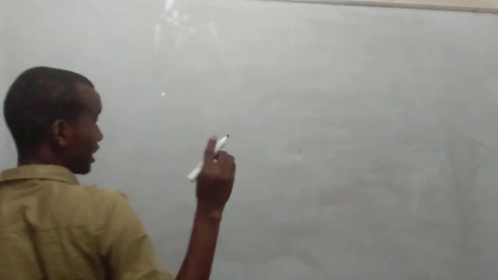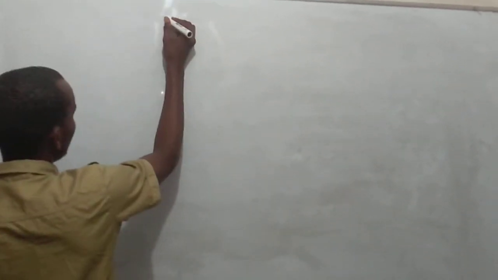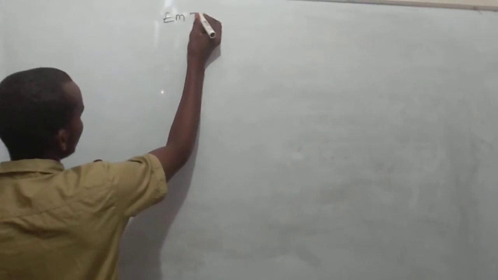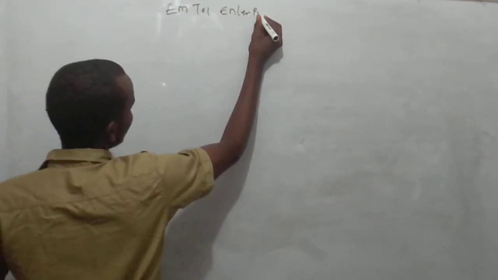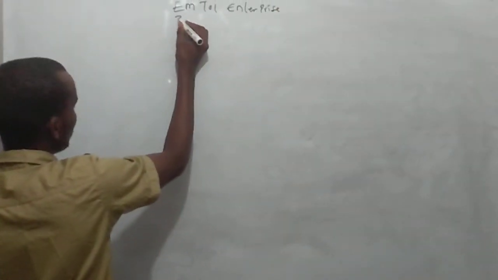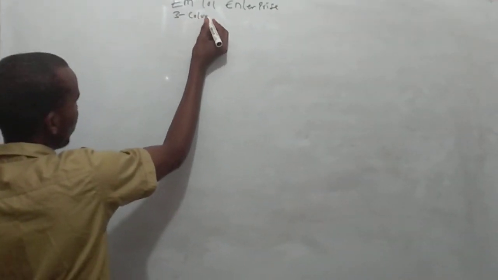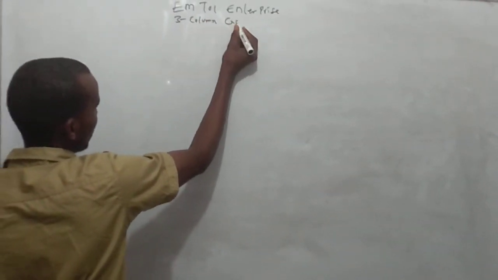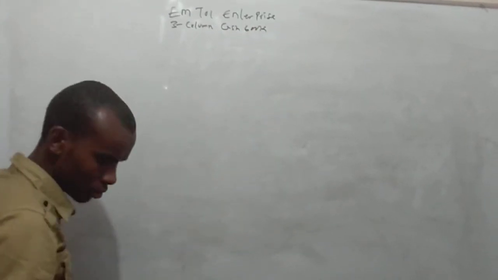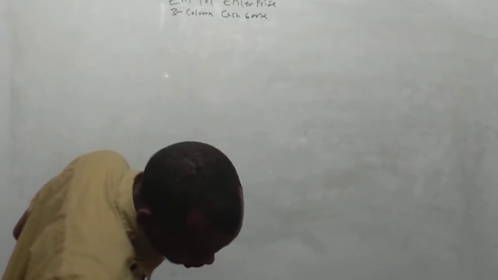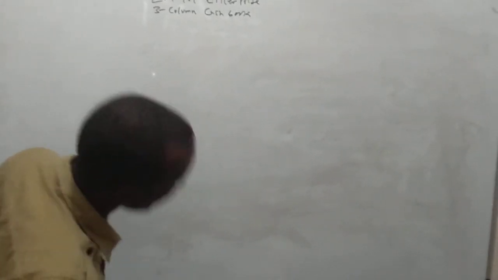EM2 Enterprise, and we start with the heading. I'm going to prepare the 3-column cash book for the period ended July 2014.